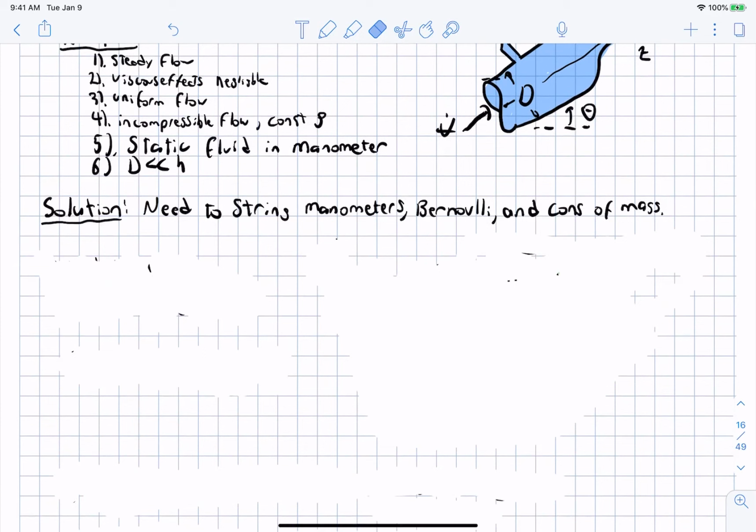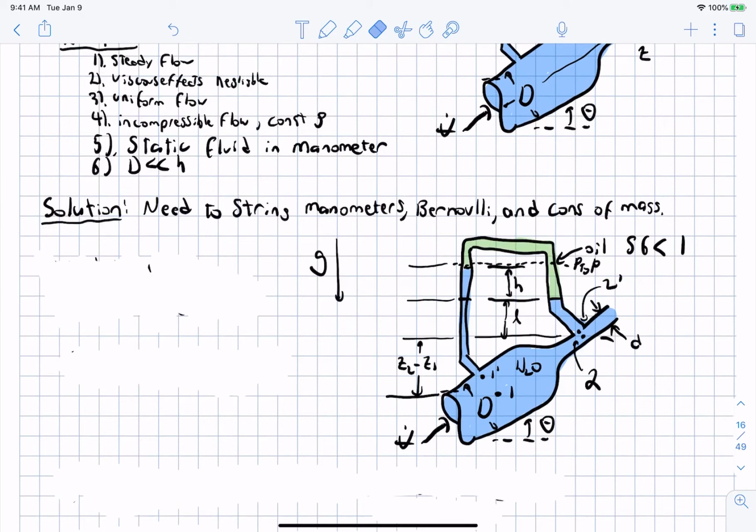Okay. So what we'll do now is I redrew it. I have G going down, and I added some labels here. So point 1, I'm going to call that at the center of the channel here, and point 2 is at the center of the channel here. And then there's a point 1 prime, which is just underneath, just at the pressure tap right here. And there's a point 2 prime right here, which is also just barely underneath the manometer tap on the right side.